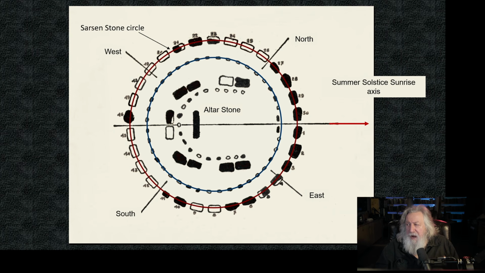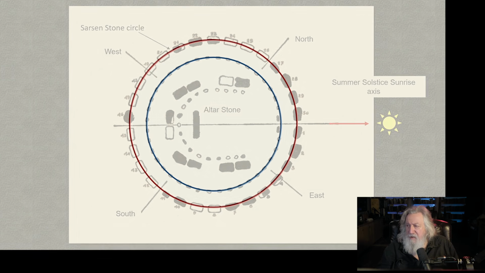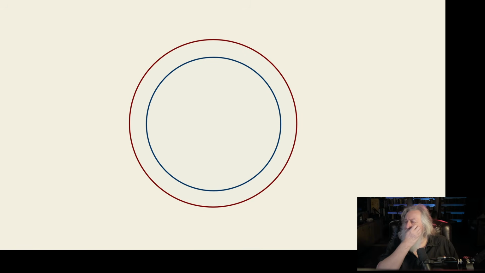Now, let's go back to the basic concentric circle configuration of Stonehenge here, and let's abstract that by going like this and then this. So here we have just abstracted the red circle representing the center line of the Sarsen stone circle, and we have the blue ring marking out the center line of the bluestone circle.